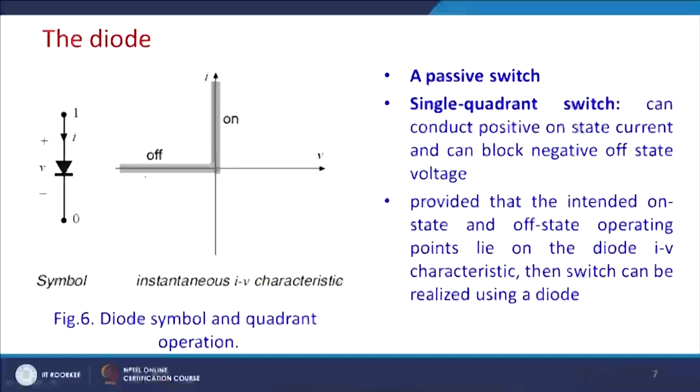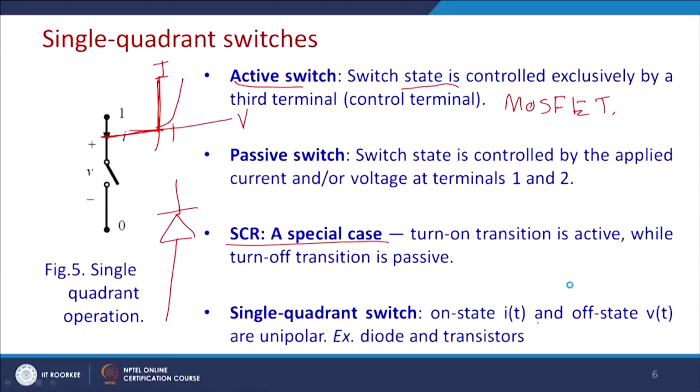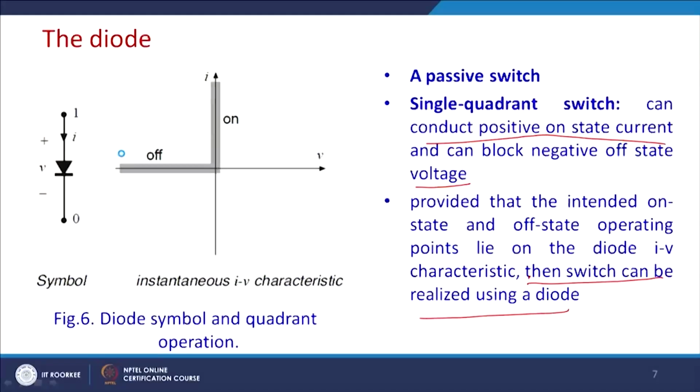So, it can conduct on-state current and can block the negative off-state voltage, and it provides the intended on-state and off-state operating points lying on the IV characteristics. Then the switch can be realized by a diode. So, which switch can be realized by a diode? This switch can be realized by the diode. A simple SPST switch will be realized by the diode.